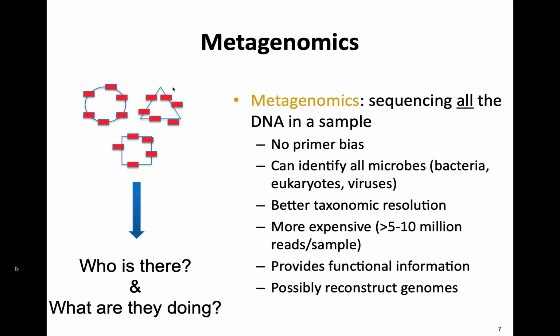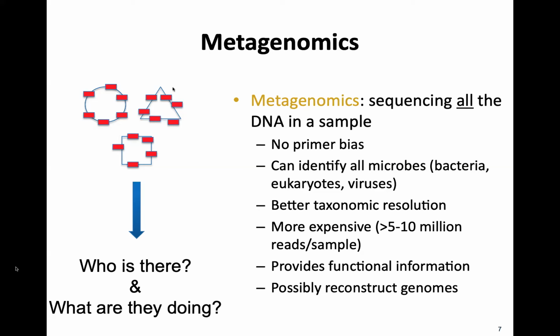The other big one, which we'll talk about this afternoon, is that it provides not just information about who is there, but also what they're doing. You get sequences coming from those genes. We can functionally annotate those genes, and we can get an idea not just about the taxa, but also the genes and the pathways that those microbes encode. That's a huge advantage as well. And later, we'll be talking about how we can also possibly reconstruct genomes, actually forming the original genomes through assembly and binning.